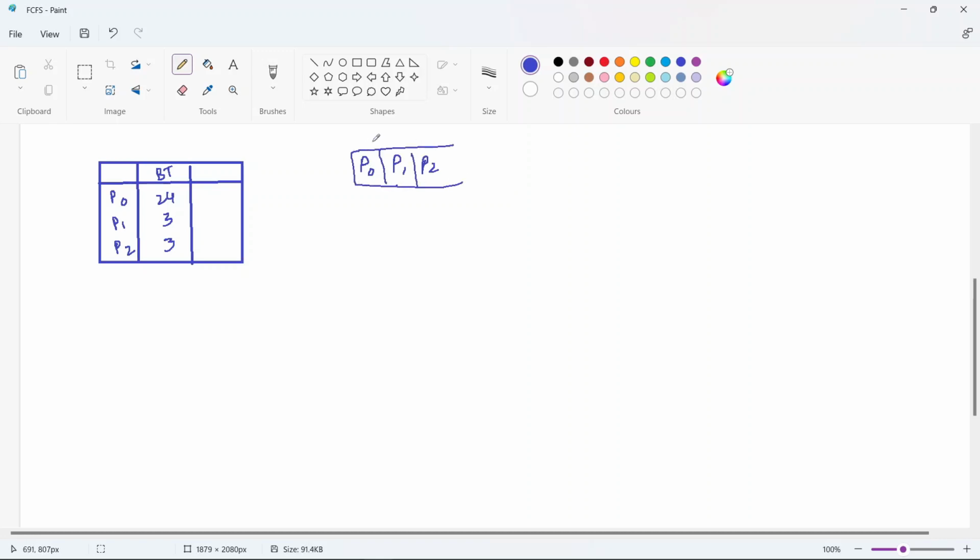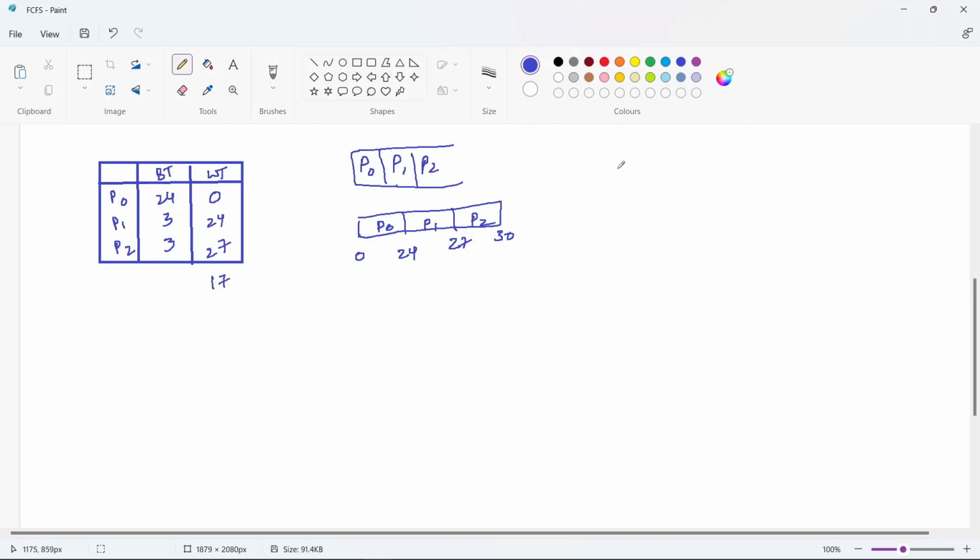Now P0 will get the chance first, so P0 will be executed and it will take 24 seconds, and then P1 will be executed, which will take until 27 seconds because 3 seconds are required, and then P2 until 30 seconds. Now if you use this one, what will be the average waiting time? The waiting time will be taken as, this one is 0 and this waiting time is 24 and this waiting time is 27. Isn't it? So the average waiting time we will get is 17 seconds.